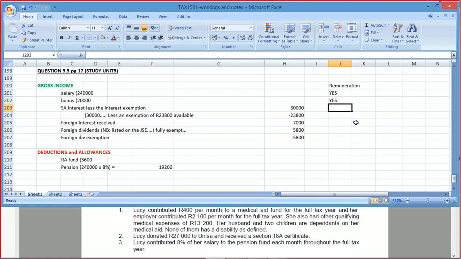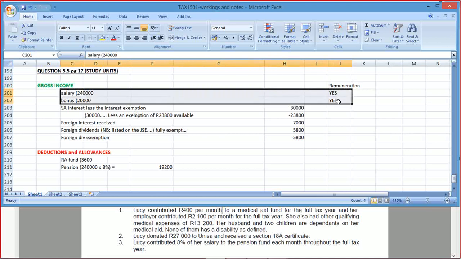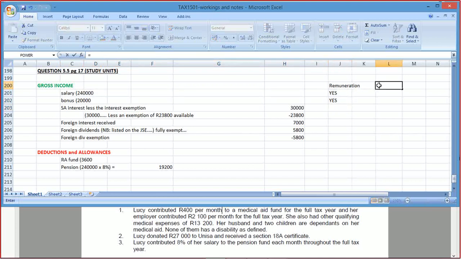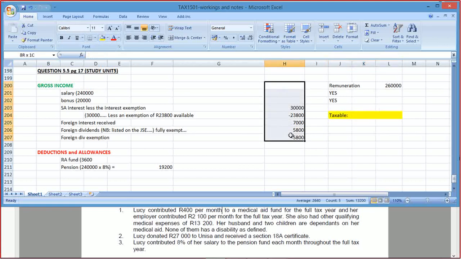Okay, is her salary part of remuneration? Yes, it is. Is her bonus part of remuneration? Yes, it is. Is her SA interest part of her remuneration? No. Foreign interest and dividends? No. Okay, so her remuneration is just those two amounts. Total remuneration equals 240 plus 20, so total remuneration is 260,000. Do you agree? Yes.